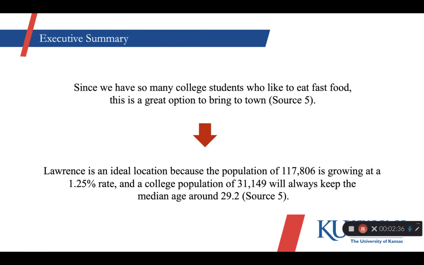Use compelling evidence in the summary to immediately persuade the reader that your selected business is a smart choice for Lawrence. While the first example here does cite a source, it does not use specific evidence to grab the reader's attention. The second sentence is a better example of how to use evidence in your summary to convince the reader to read your proposal.